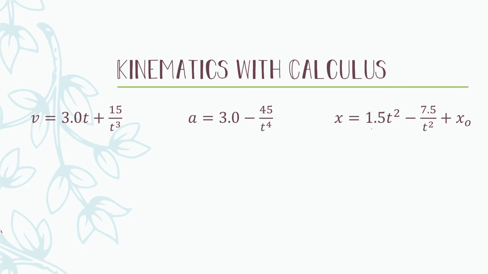So here you see our expression for acceleration and position of our function. We have that velocity function 3t plus 15 over t cubed. Our acceleration is 3 minus 45 over t to the 4th, and our position function is 1.5 t squared minus 7.5 divided by t squared plus x naught. Now this 7.5 divided by t squared, you could also write this as 15 divided by 2t squared if you wanted to not have the decimal and the fraction in the same term.